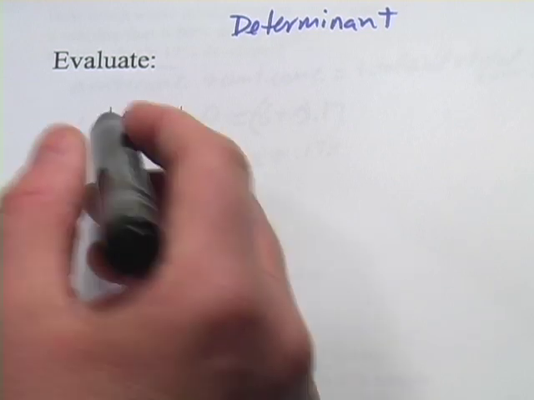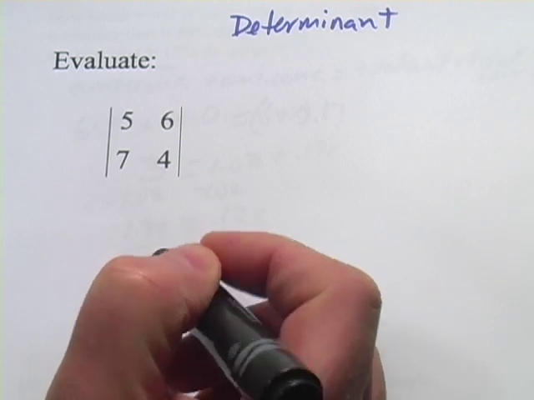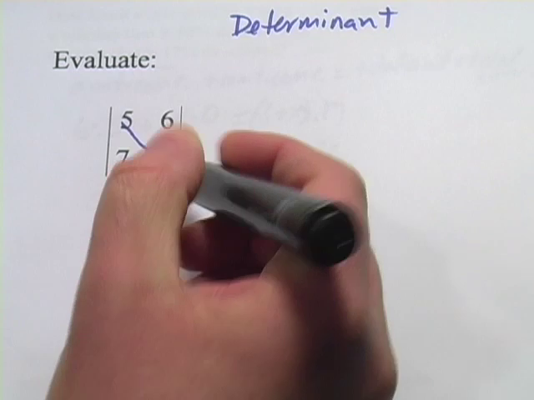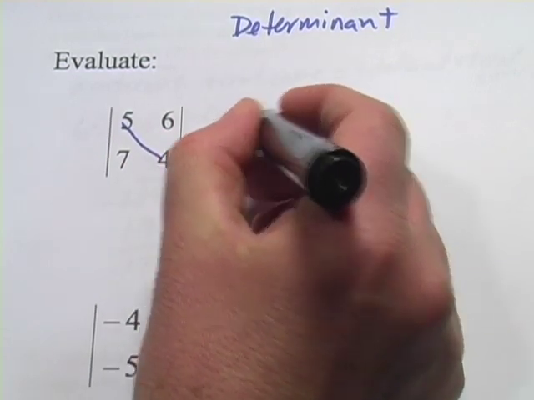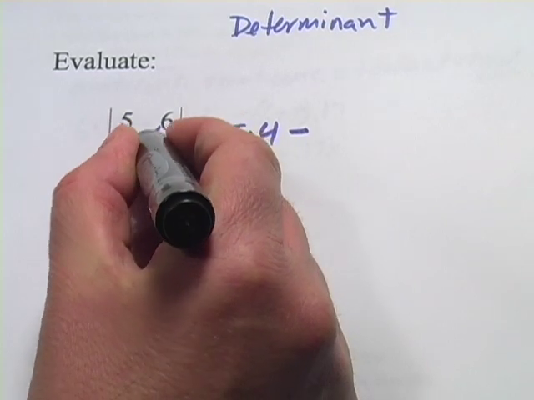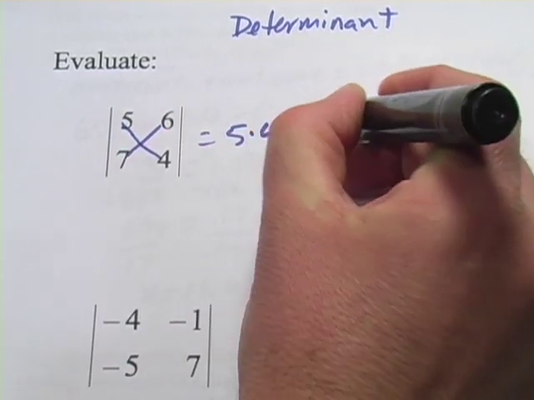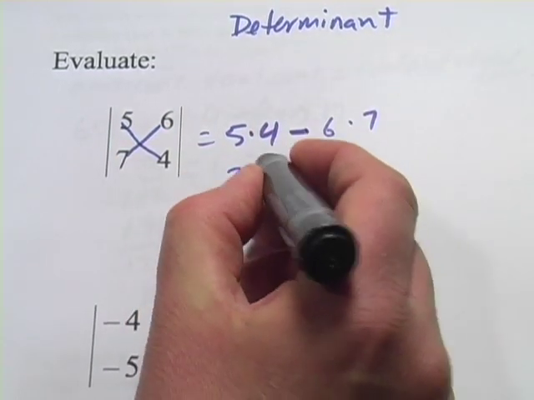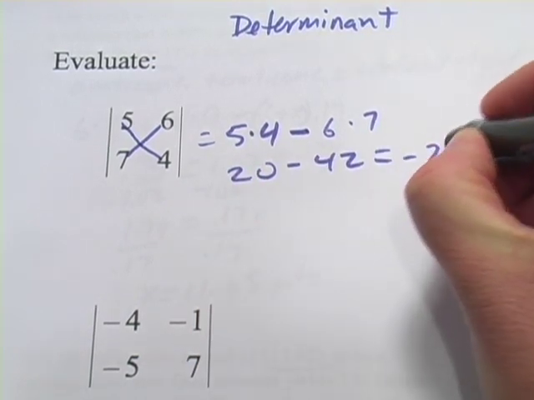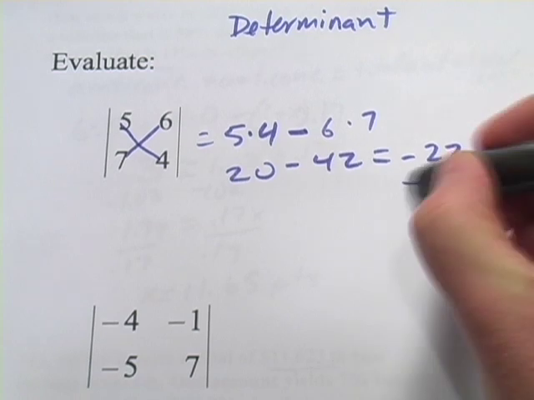So if you want to figure out the determinant of this, what you're going to do is multiply diagonally this way. So that would be 5 times 4. And then subtract, multiplying diagonally the other way, 6 times 7. So that would be 20 minus 42, or negative 22. And that's all there is to it.